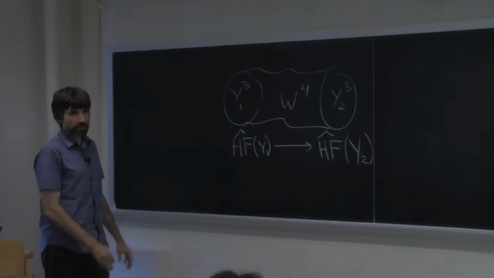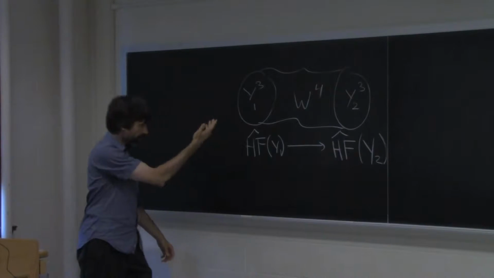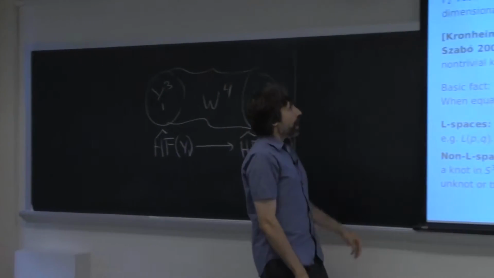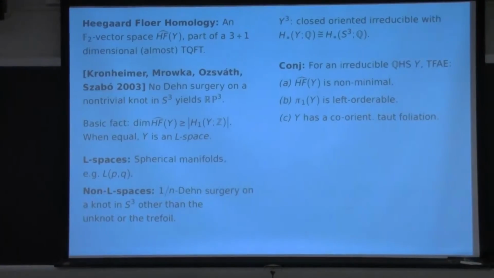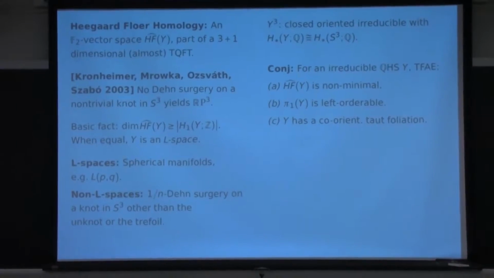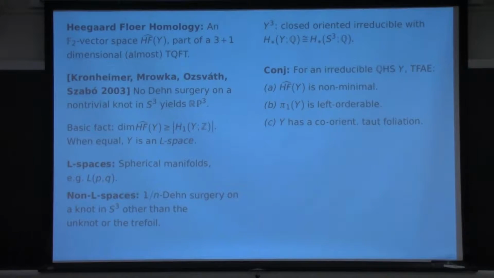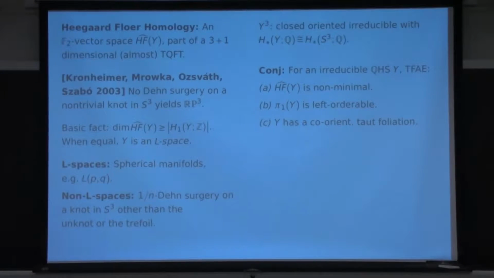So it's not just a vector space, it's a vector space, sort of, a functor from the cobordism category. So these Floer homologies were introduced for three-manifolds, really starting in the early part of this millennium. Maybe the first big result that was proved using them is a statement proved by Kronheimer, Mrowka, Ozsváth, and Szabó in 2003 using the Seiberg-Witten variant of this theory.